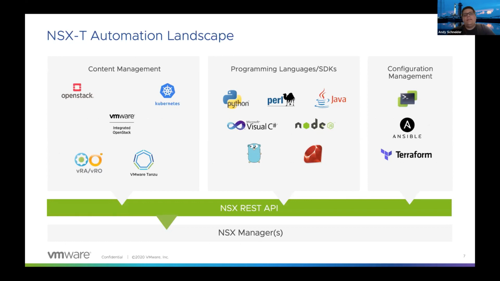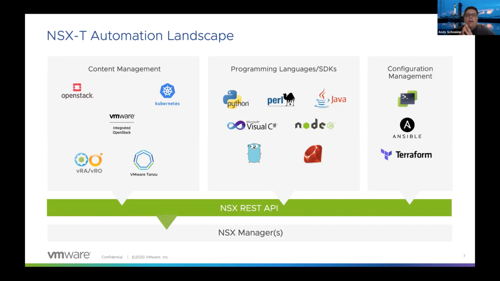Briefly on the NSX-T automation landscape, you can see here, this is comprised of 3 different areas. We have on the left-hand side our integration points with some of the content management systems we have. So whether that's OpenStack, Kubernetes, vRA, vRO, or many of the things in our VMware Tanzu portfolio, we have tight integration with those solutions with NSX-T's REST API.